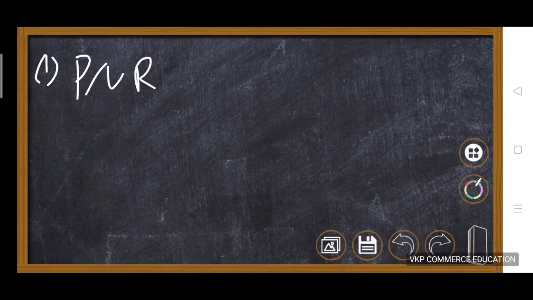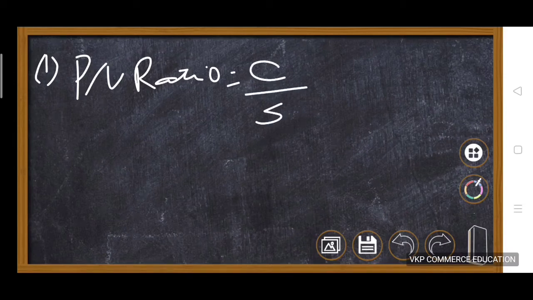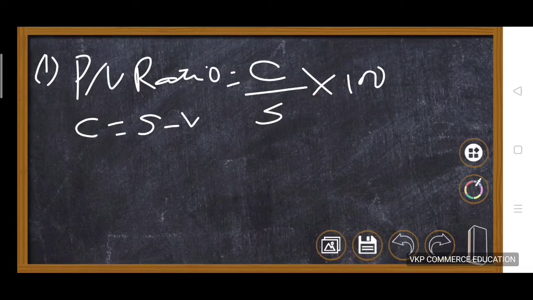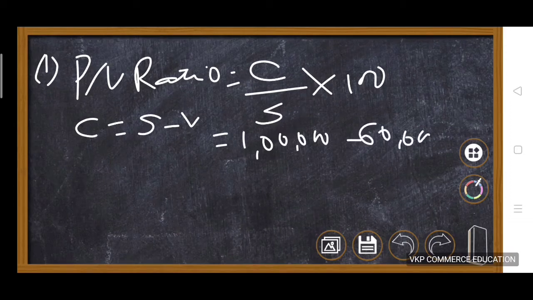We first calculate the PV ratio. PV ratio is equal to, we are putting the equation first, contribution by sales into 100. Then contribution, first of all we calculate contribution, that is sales minus variable cost, is equal to 1 lakh minus variable cost 60,000. Then contribution is equal to 40,000.